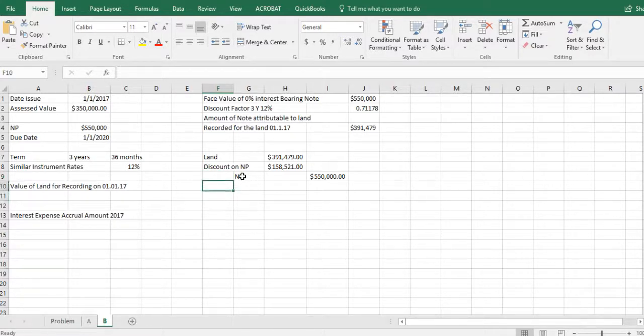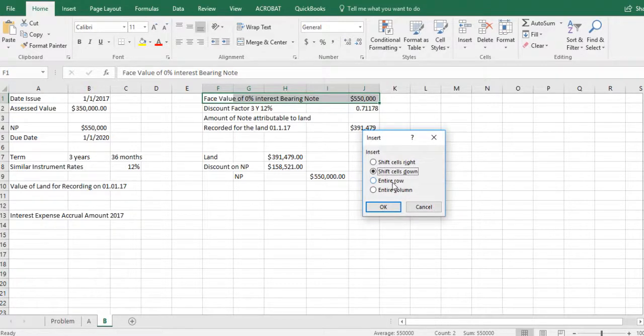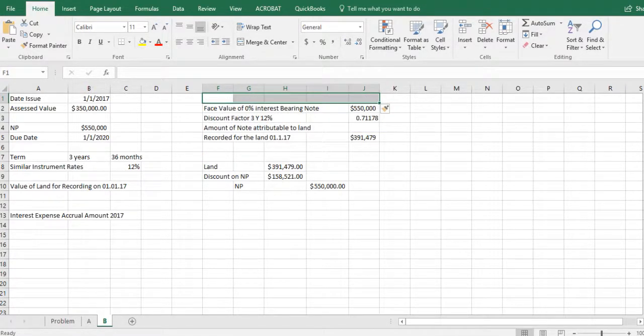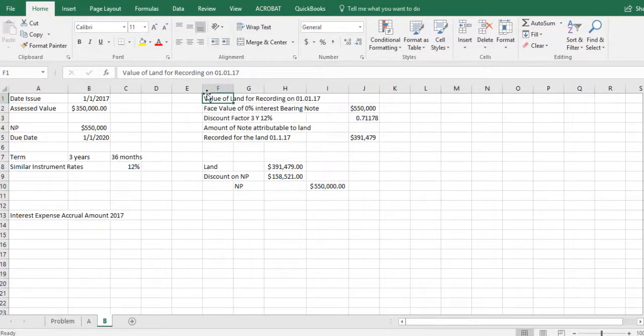So to determine how much interest we would recognize, let's just insert us, and let's shift those guys down just a line. This tells us the value of the land. This was our goal.